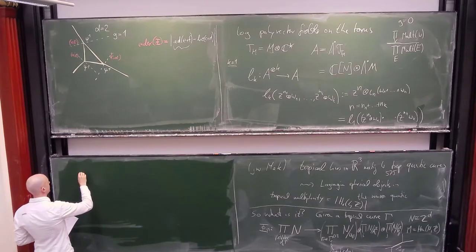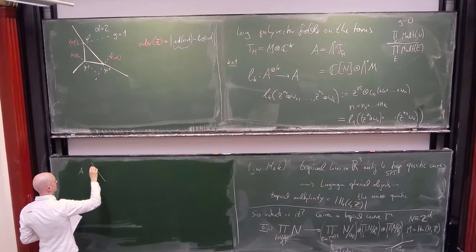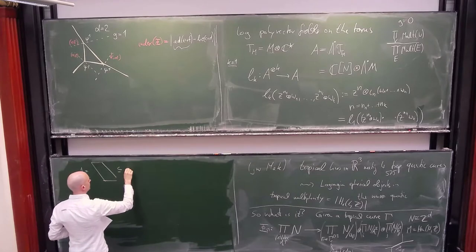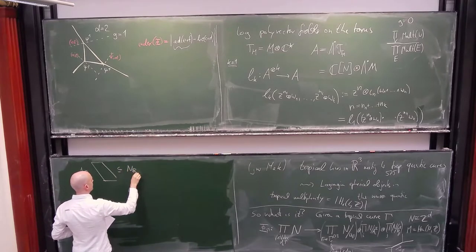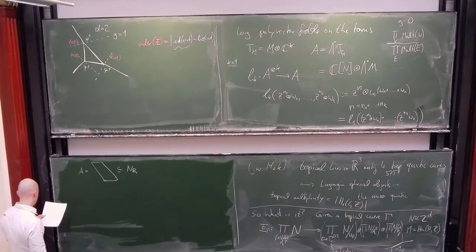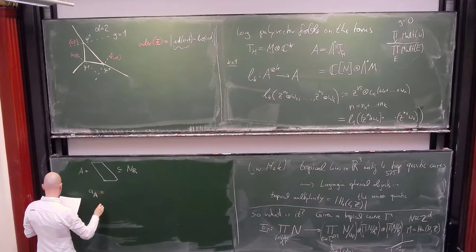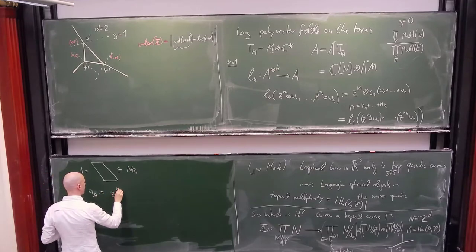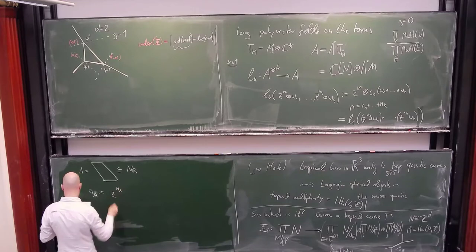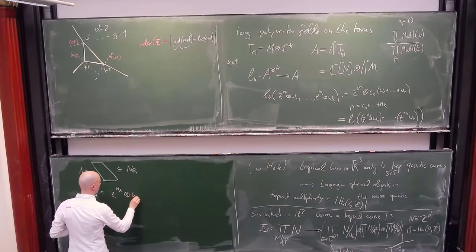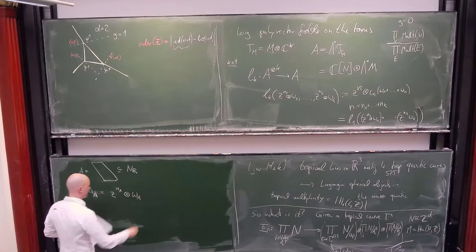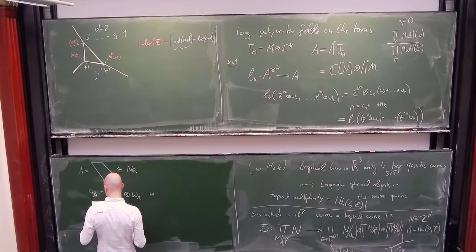Say A is some subspace inside N_R, the vector space of N. Then we can look at little a, what's that? Little a is defined to be z^{n_A} tensor omega_A, where, what am I doing here? I have to do the thing.